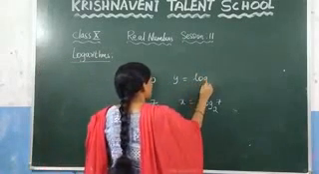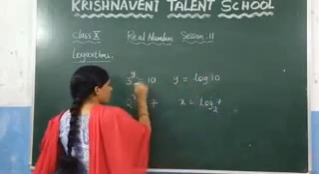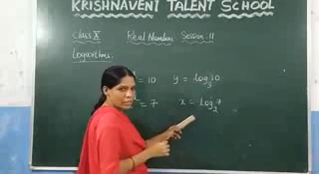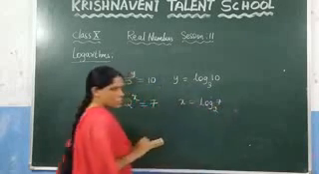Which is nothing but log n to the base 3. How will you read it? Log n to the base 3. And this one, how will you read it? Log 7 to the base 2.